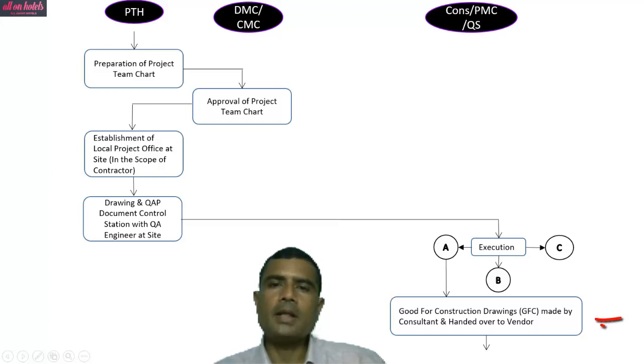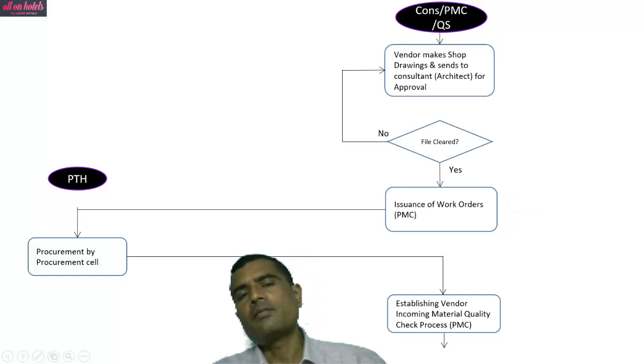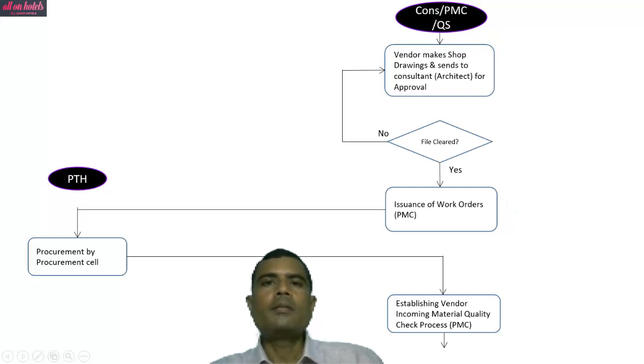Execution is done at site. Good for construction drawing, GFC, is made by consultant and handed over to the vendors. The various vendors are hired. Vendor makes shop drawings and sends to consultant, the main architect, for approval. Once it is done, then issuance of work orders is done by PMC. Project team at hotel, procurement by procurement cell.